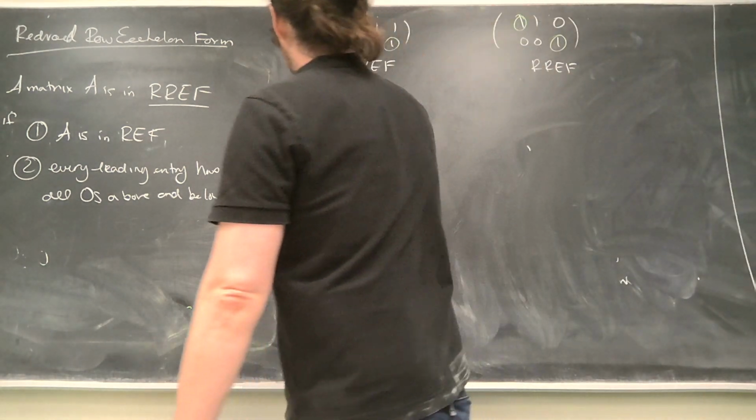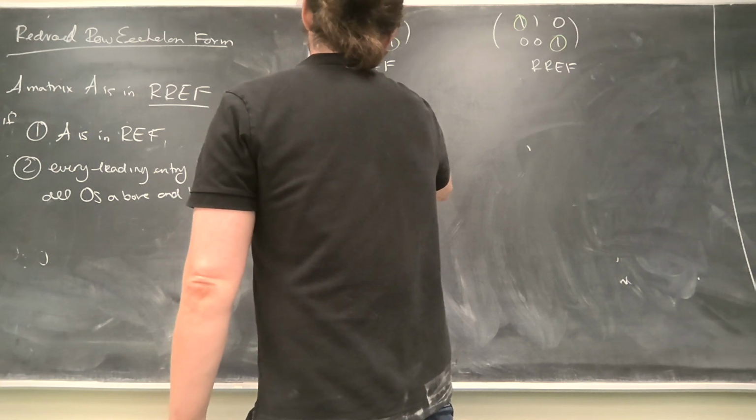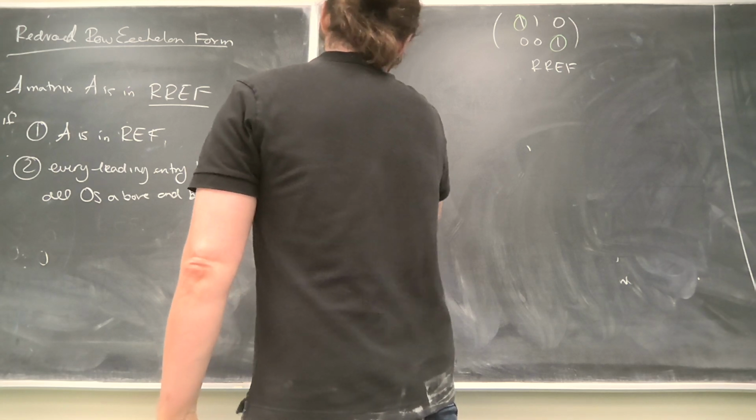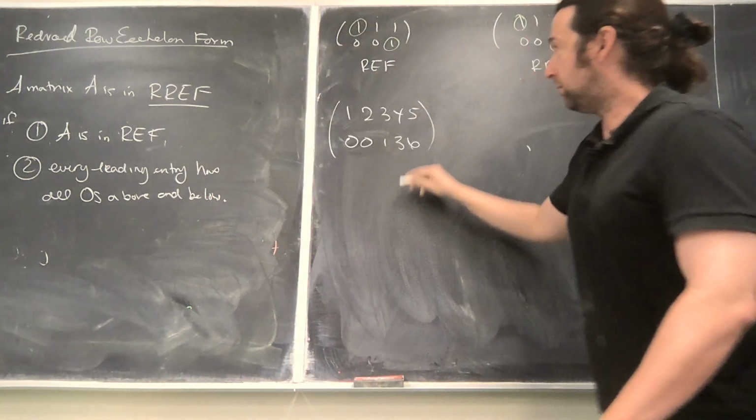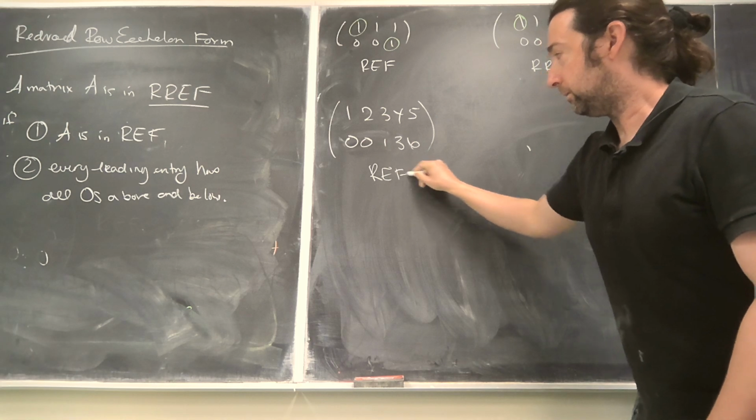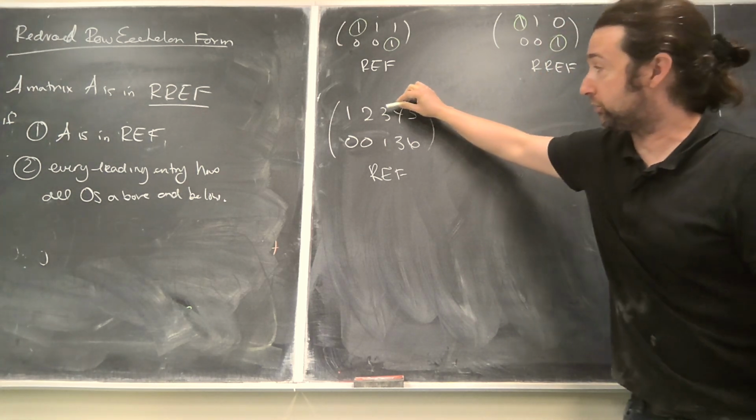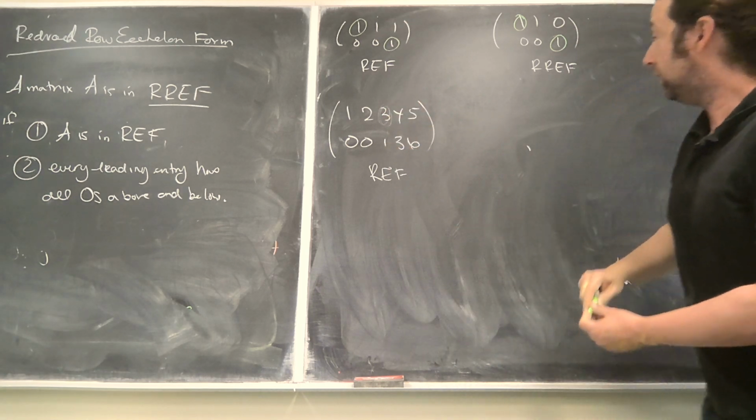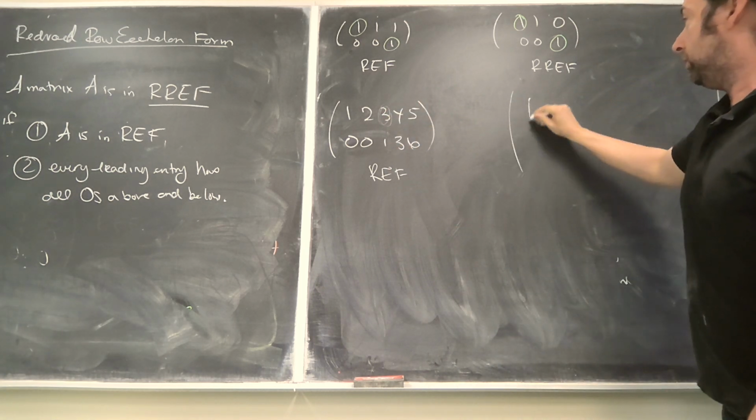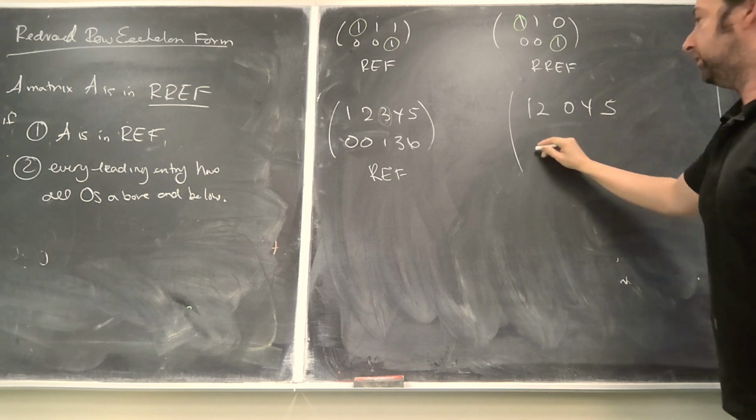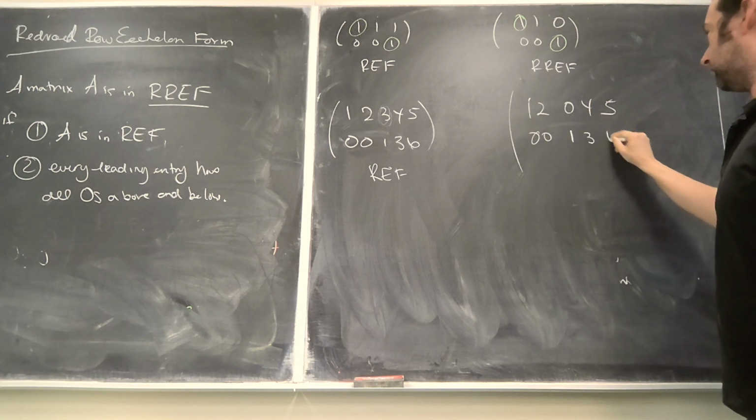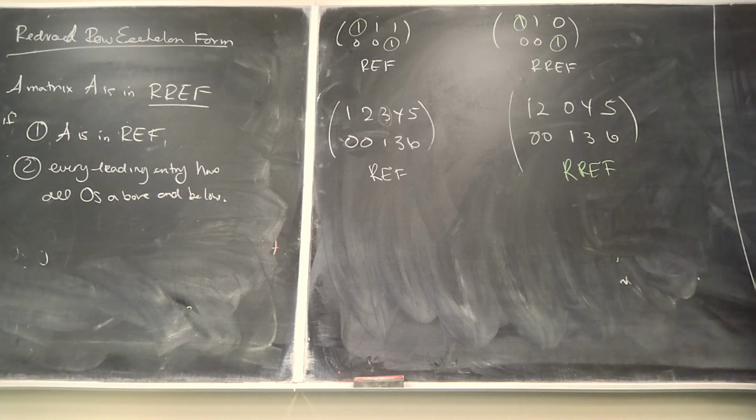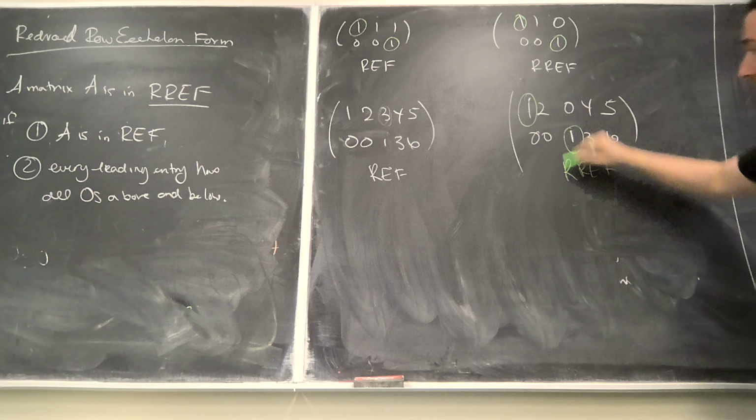More complicated example here might be something like 1, 2, 3, 4, 5, 1, 1, 3, 0, 0, 1, 3, 6. That would be a matrix in row echelon form, but not reduced row echelon form because this pivot has a 3 above it. This leading entry has a 3 up here. Whereas if I wrote down a matrix like 1, 2, 0, 4, 5, 0, 0, 1, 3, 6, this would be the same matrix in reduced row echelon form. Every leading entry has all zeros above and below.